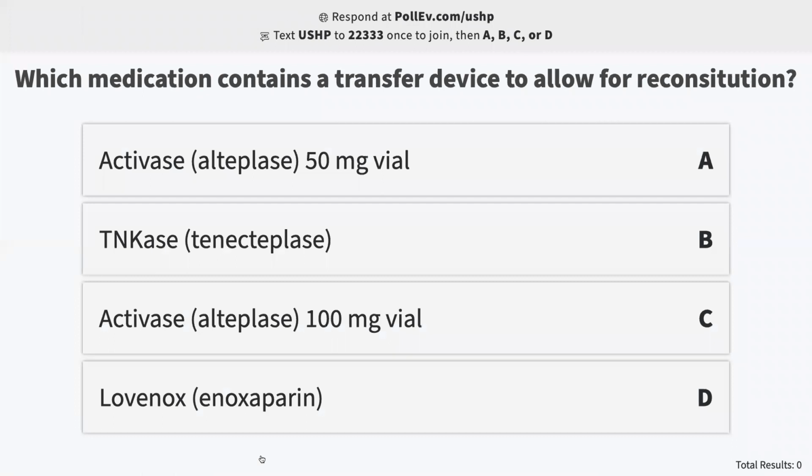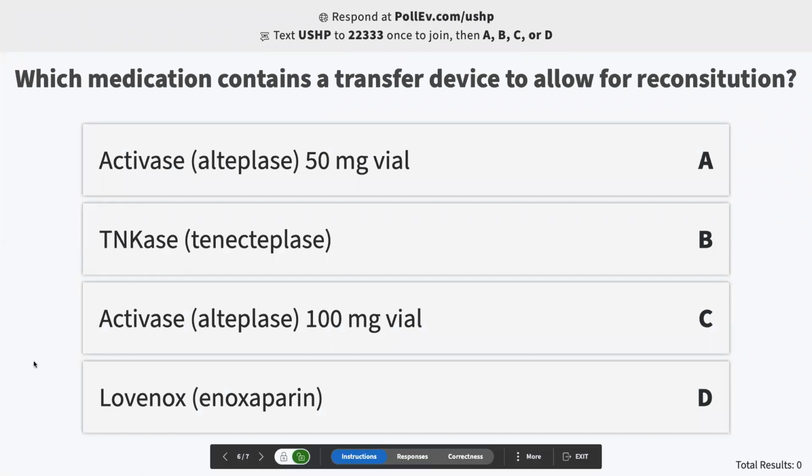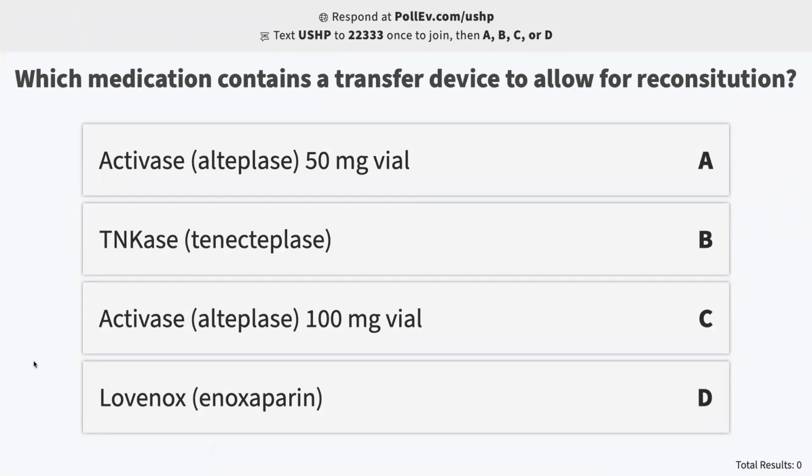And so for the next question: which medication contains a transfer device to allow for reconstitution? Is it A, Activase, or rather alteplase 50 milligram vial; B, TNKase, or rather tenecteplase; C, Activase, alteplase 100 milligram vial; or D, Lovenox, also known as enoxaparin?